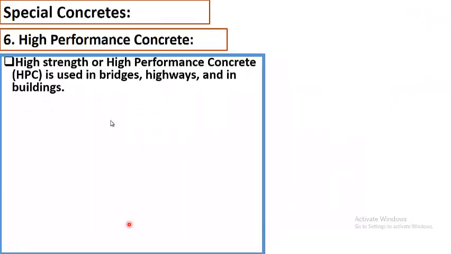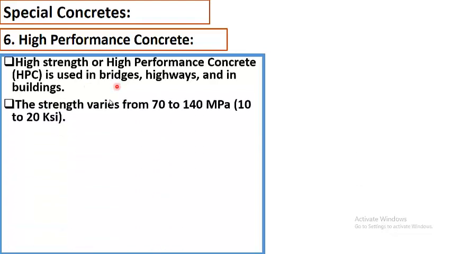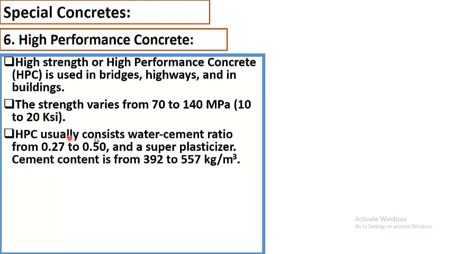Last but not the least, the last, number 6 special type of concrete is high performance concrete, HPC. High strength or high performance concrete is used in bridges, highways and buildings. The strength varies from 70 to 140 megapascal, that is 10 to 20 ksi, which is kilopounds per square inch. High performance concrete usually has a water cement ratio from 0.27 to 0.50 with a superplasticizer, and cement content is from 392 to 557 kg per cubic meter.